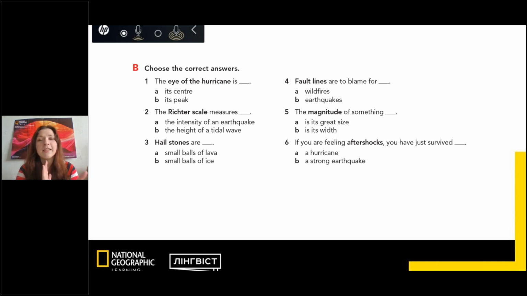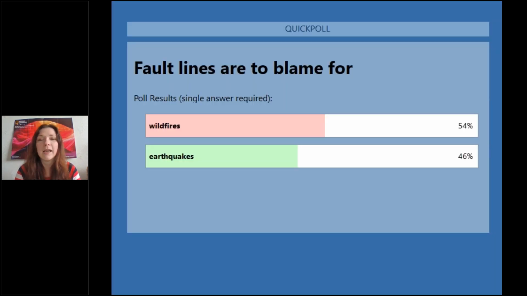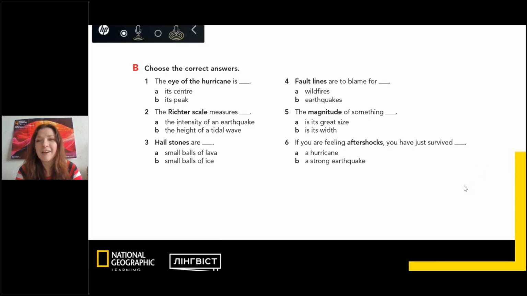So here we see that the answers are almost 50-50. 45% of you think that these are because of wildfires, and 46% because of earthquakes, and 46% are right, actually. That is the earthquakes. So after that, you can see these breaks in the land. These are the fault lines. Well done. Anyway, thanks for trying. Thanks for answering. Now, magnitude.